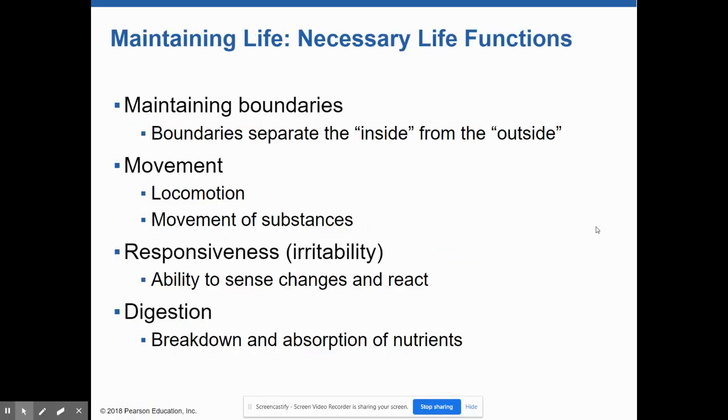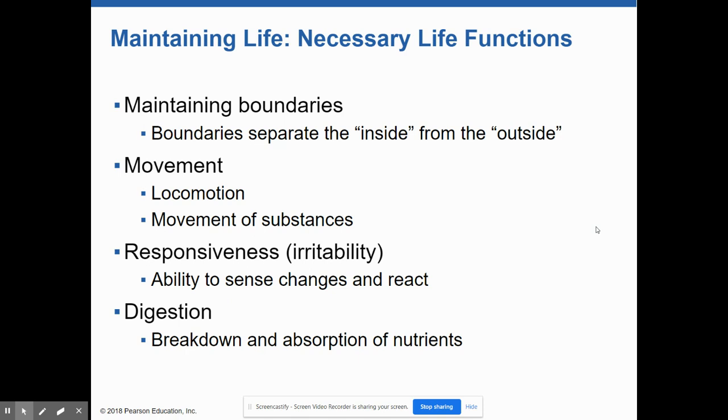So for today's lesson, we're going to talk about the necessary life functions for living organisms and the directional terms for anatomy. So first, the necessary life functions for organisms. Organisms need to maintain boundaries that separate the inside from the outside. For example, when you have a cell, inside the cell you have the organelles and the cytoplasm, and then you have the cell membrane that separates the inside of the cell from the outside of the cell. So that's an example of maintaining boundaries.